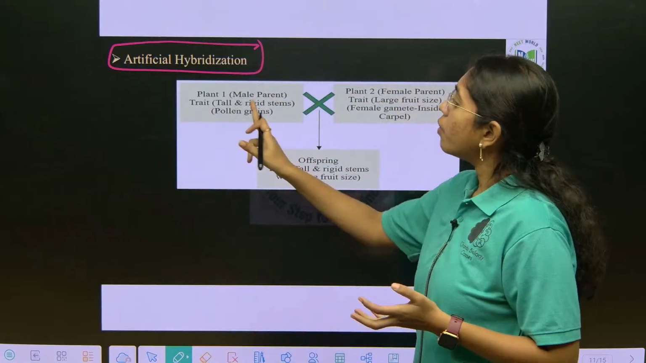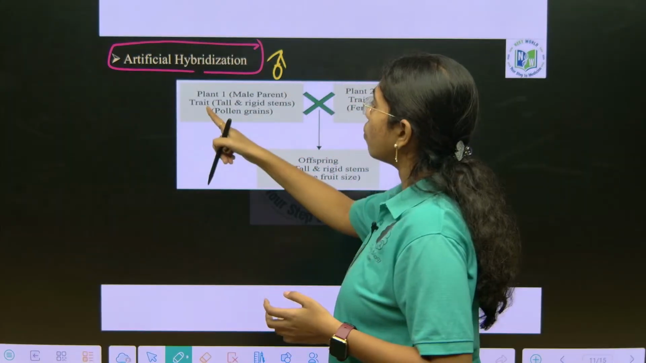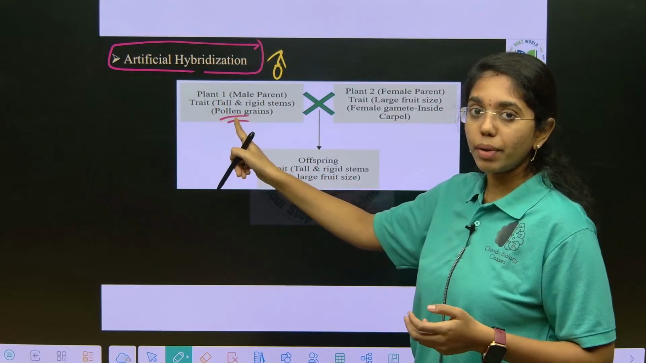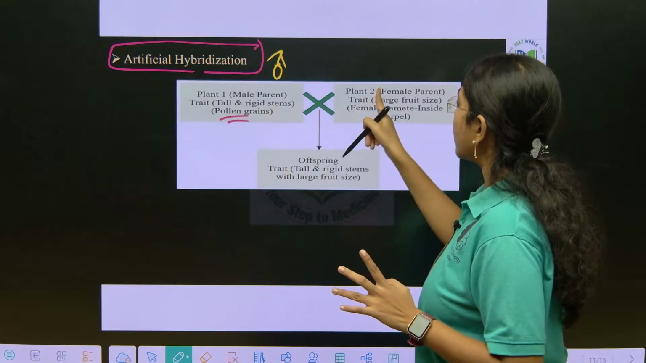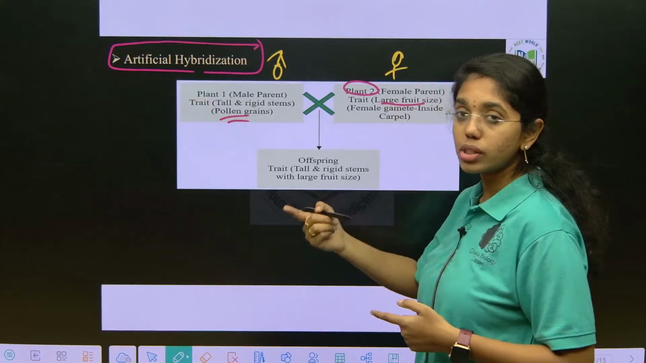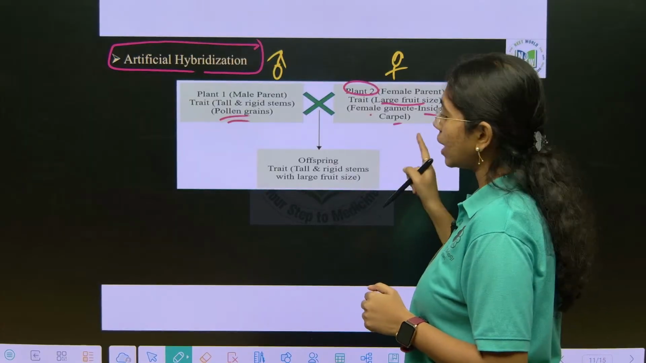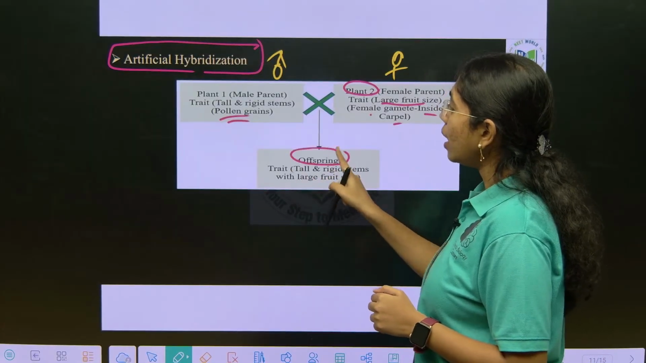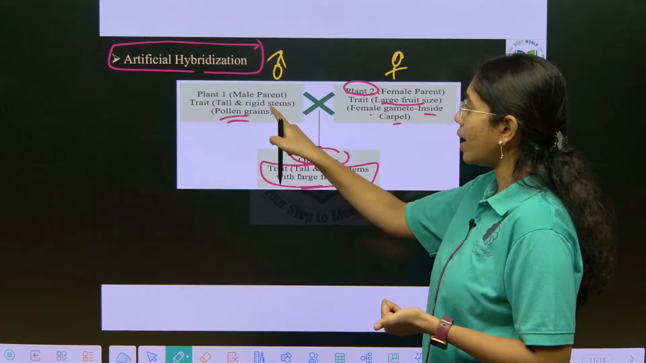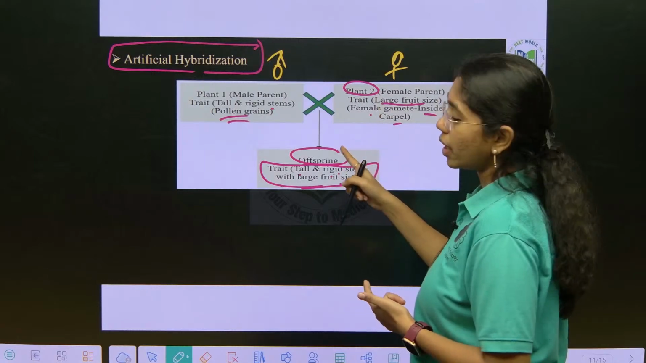So, here if you see plant 1 is a male parent which is having tall and rigid stems. Here we will be collecting pollen grains from such a plant. Next, plant 2 is a female parent, the trait will be having what? Large fruit size, and here the female gamete is inside the carpel. Offspring, if you see, will have tall and rigid stems from the male parent, and they will also have large fruit size which is taken from the female parent.